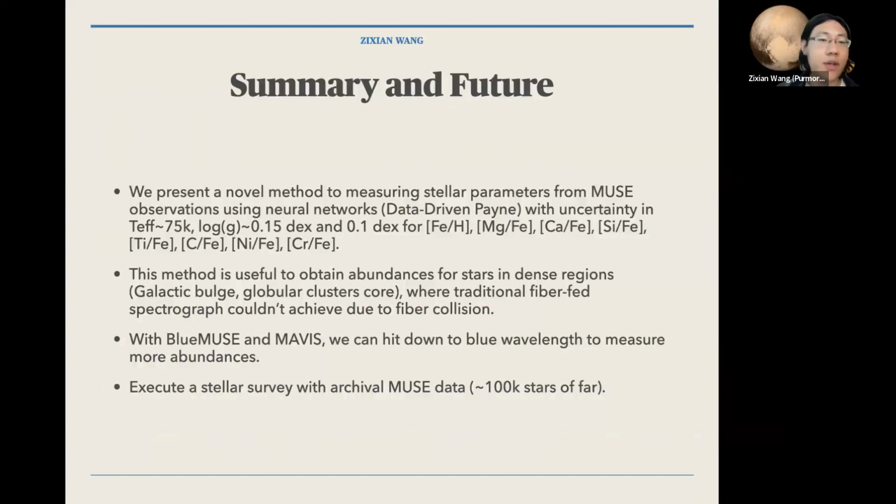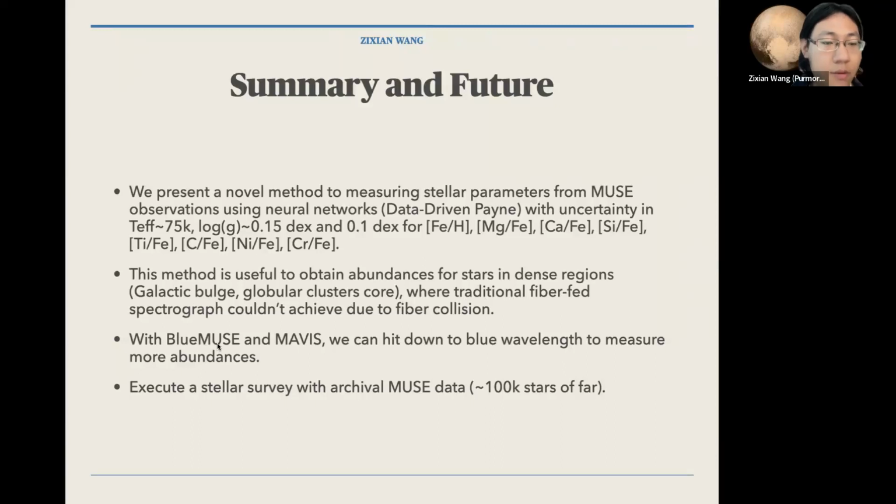And the summary for this work is I present a novel method to measure the stellar parameters from MUSE observations using machine learning neural networks. The uncertainty is about this number for temperature and log g, and I think the chemical abundances can also be accurately measured. This method is very useful to obtain abundances for stars in dense regions, for example the galactic bulge and globular clusters, where the traditional fiber-fed spectrographs couldn't achieve it due to fiber collision.